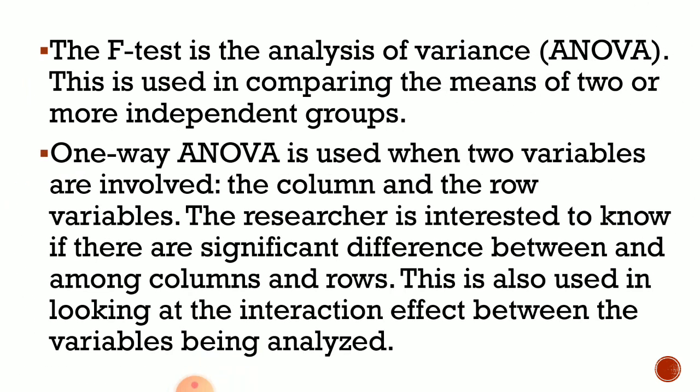One-way ANOVA is used when two variables are involved, the column and the row. The researcher is interested to know if there are significant differences between and among columns and rows. This is also used in looking at the interaction effect between the variables being analyzed.